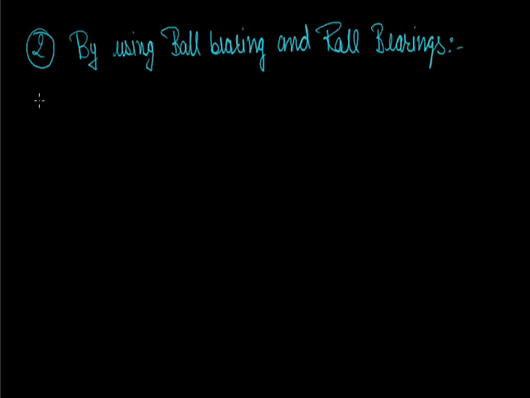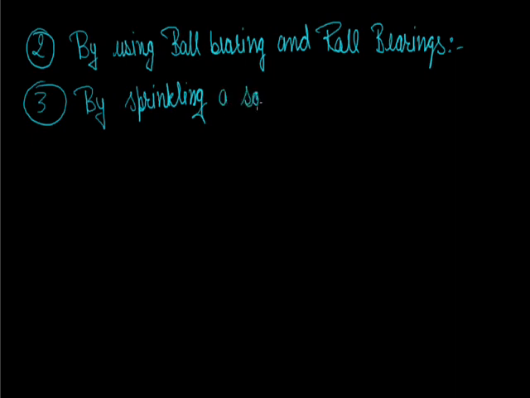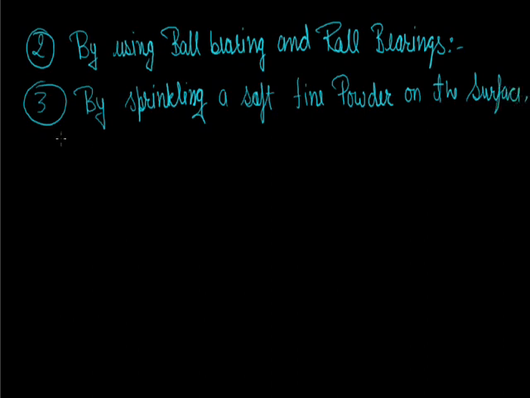Next point we can say is by sprinkling a soft, fine powder on the surfaces. A small quantity of talcum powder on a wooden surface, or flour, etc. reduces friction. That is why a small quantity of talcum powder is applied on a carom board. Graphite powder is also used in machines to reduce friction.